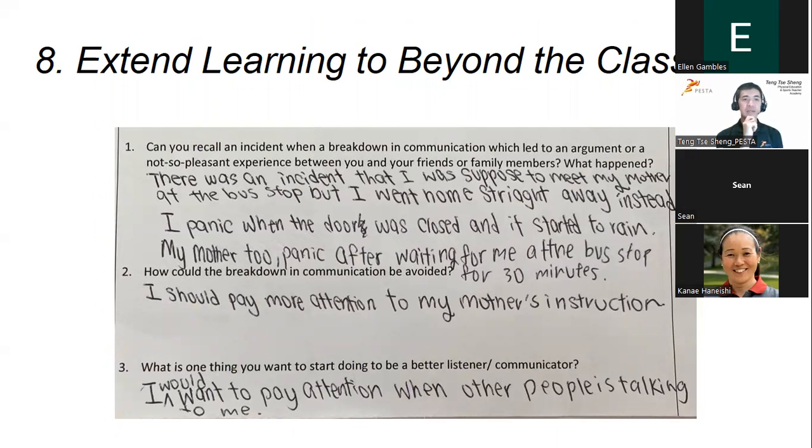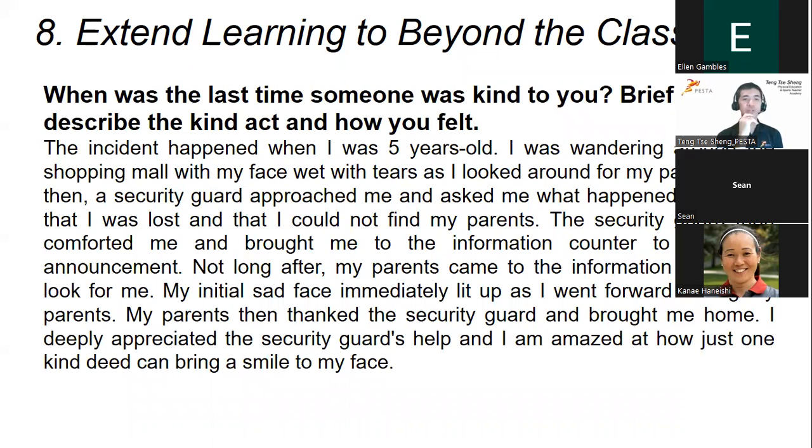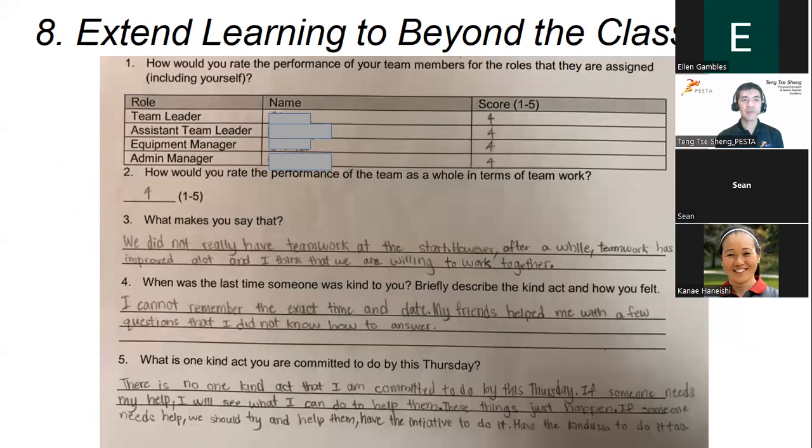So in this, for example, you see the kid mentioned the communication breakdown with the mom, if I'm not wrong, and he analyzed and realized what could have been done better and what he will do better next time. And this student related back to when she was 5 years old and how someone was kind to her and how she felt. And for this, we got them to make a commitment to be kind to someone in the next few days, right? And when they come back again, we will get them to share what kind deeds they have done, and whether they have done what they have committed to do.